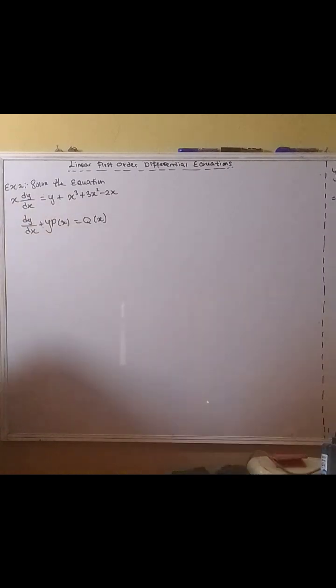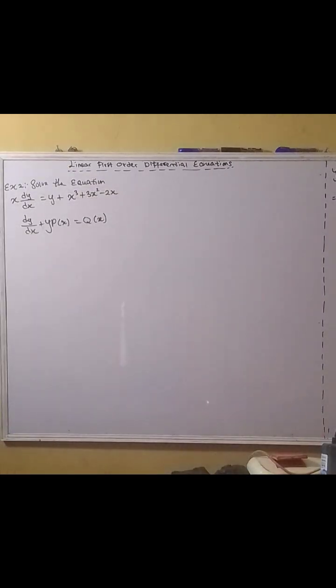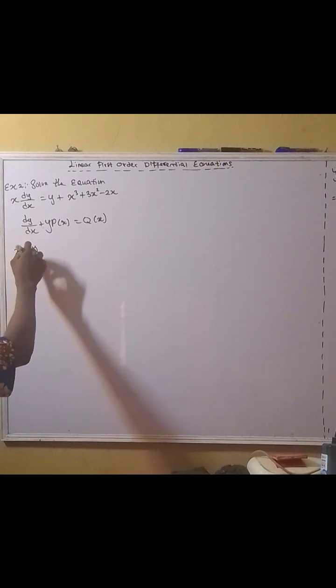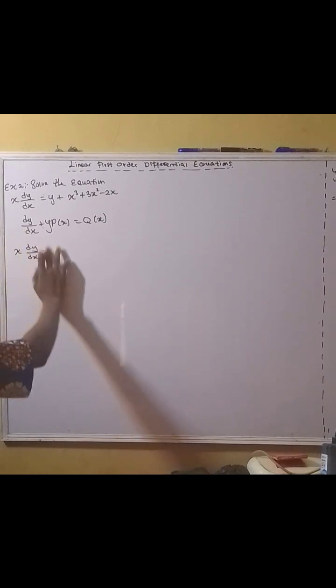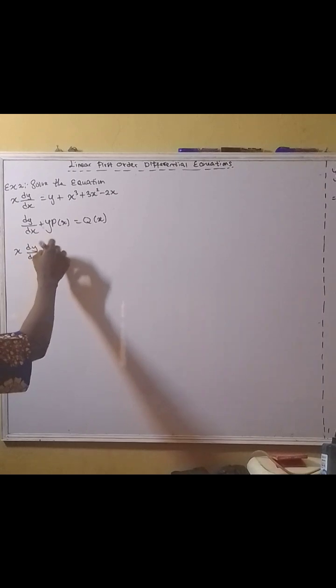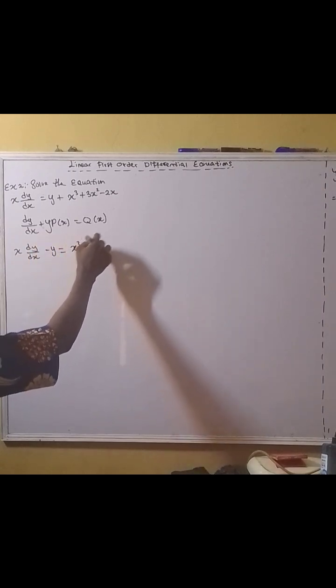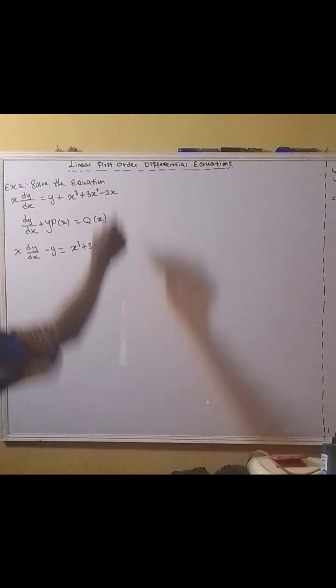At this point, we can decide to divide all of them by x first, right? But before we do that, let's bring this y back first. So you have x dy/dx minus y equals x cubed plus 3x squared minus 2x. Then what can we do next after this?